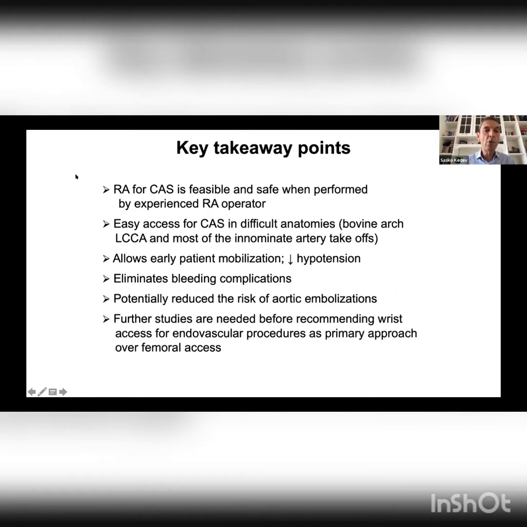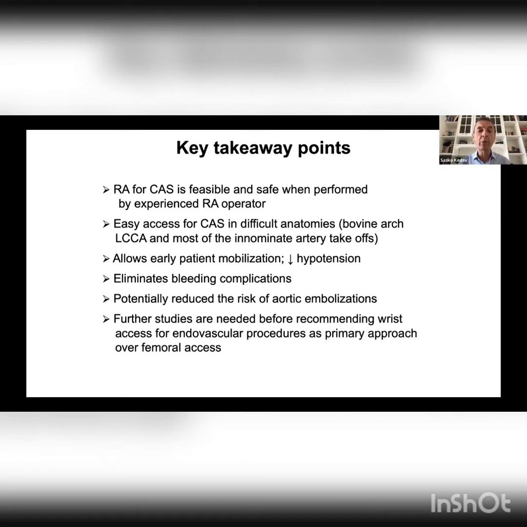So my key takeaways are that radial access is a feasible and safe procedure, but you need some previous radial experience. First, you have to invest in your diagnostics from a radial, and then you can move to carotid stenting. It allows easy access for carotid stenting in difficult anatomies, particularly bovine arch, which is very user-friendly from the radial side. And of course, most of the right carotid arteries. It allows early patient mobilization, and of course, very important, a lower rate of hypotension.